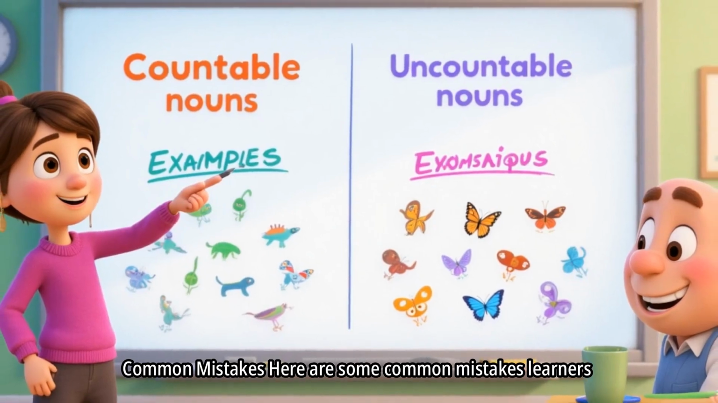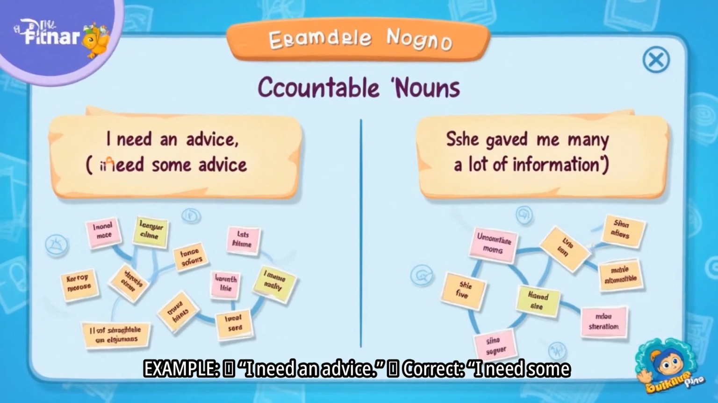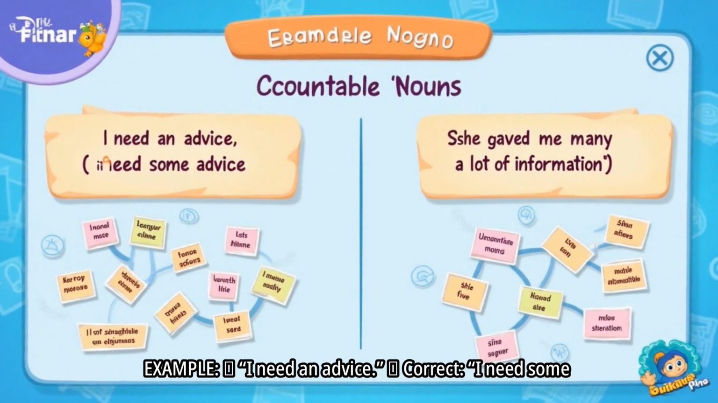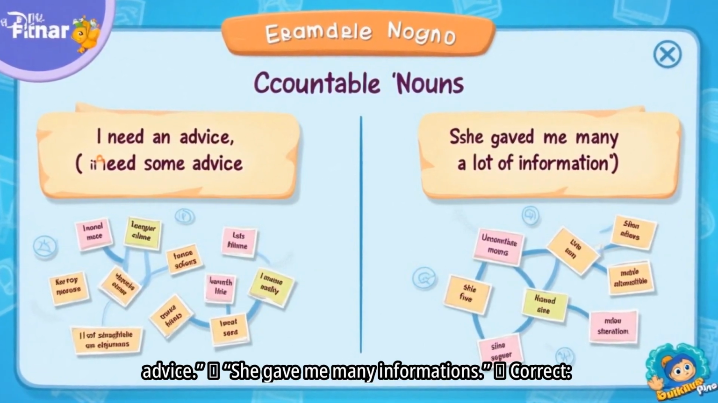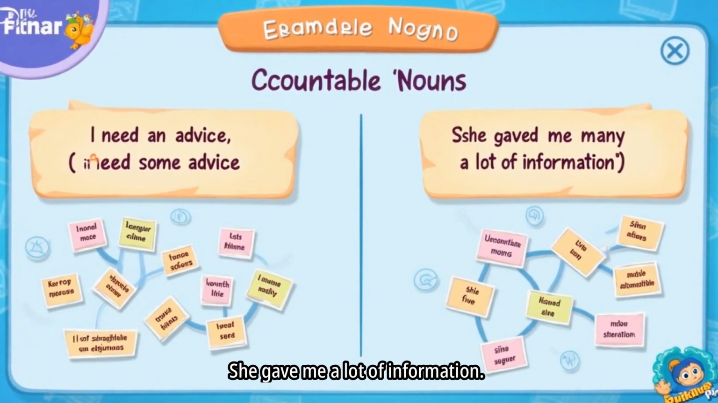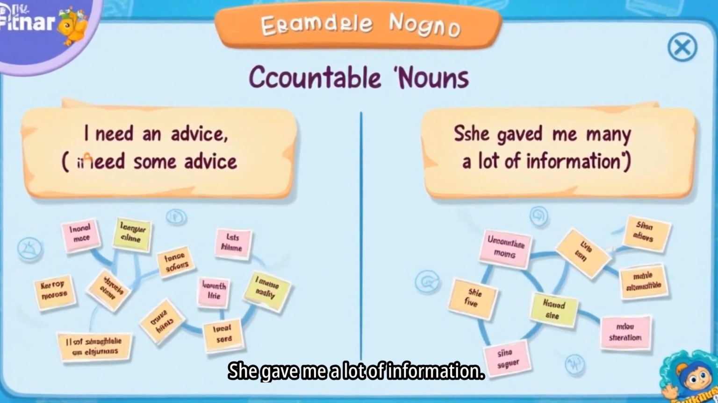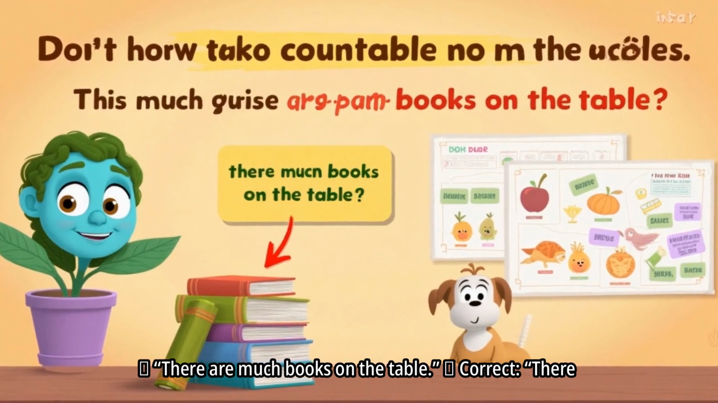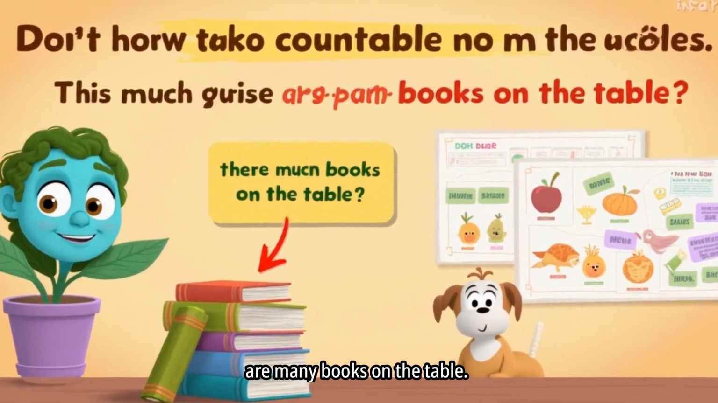Common mistakes. Here are some common mistakes learners make. Example: I need an advice. Correct: I need some advice. She gave me many informations. Correct: She gave me a lot of information. There are much books on the table. Correct: There are many books on the table.